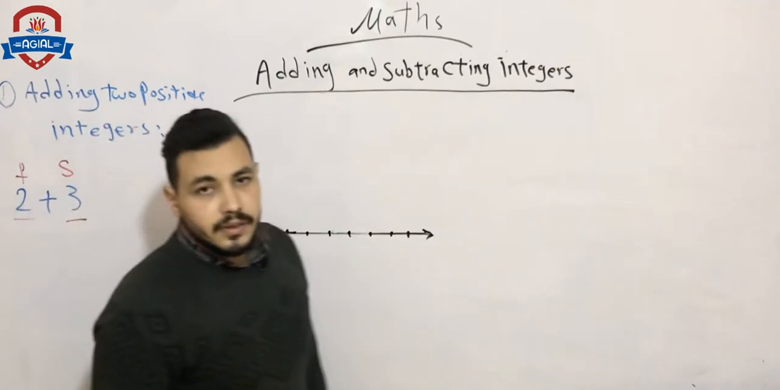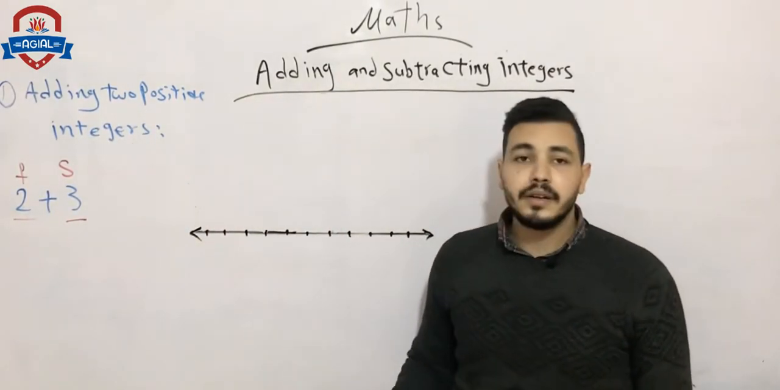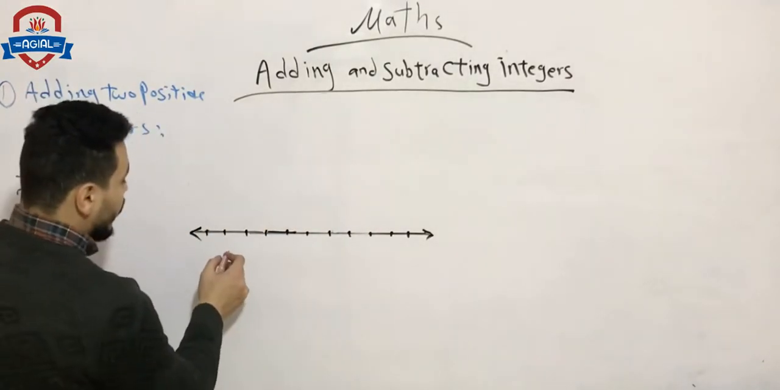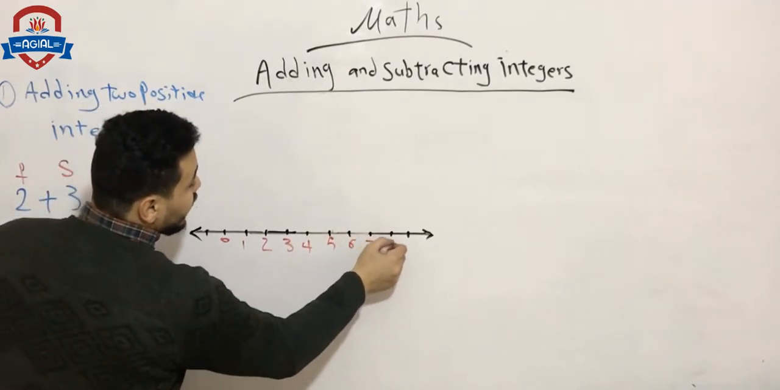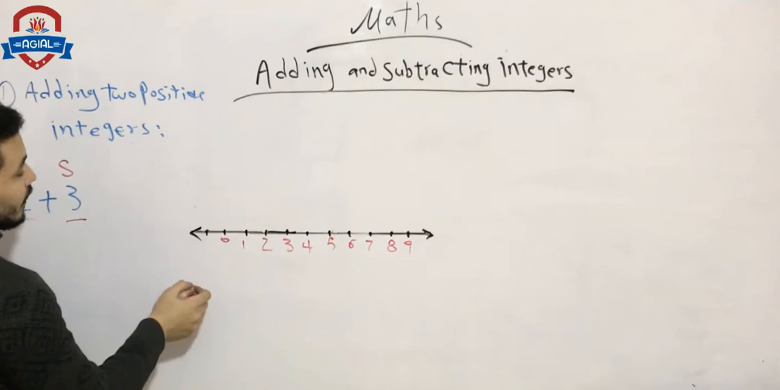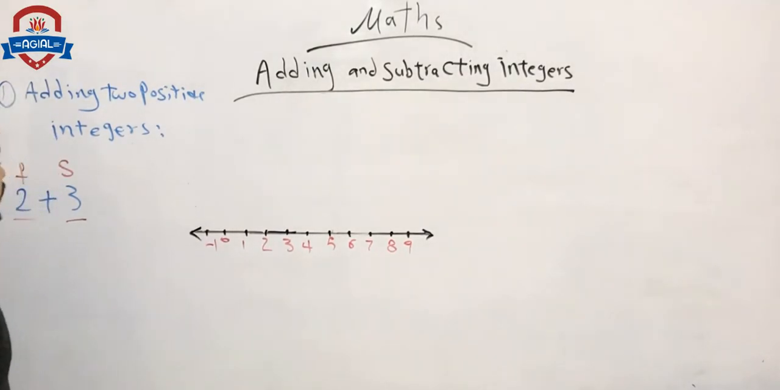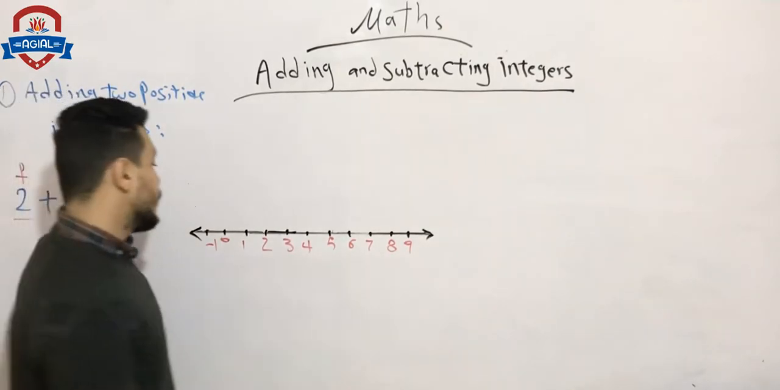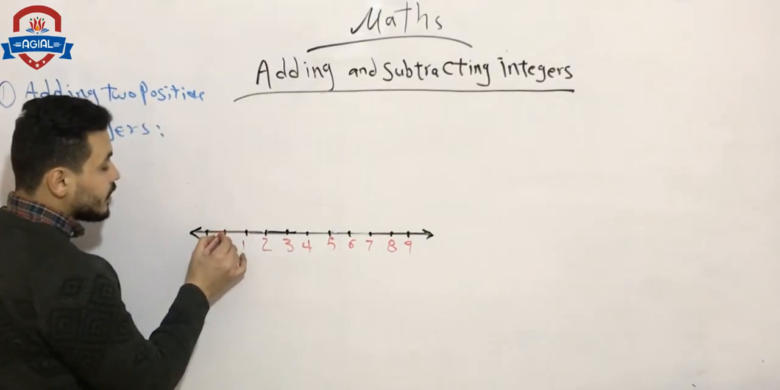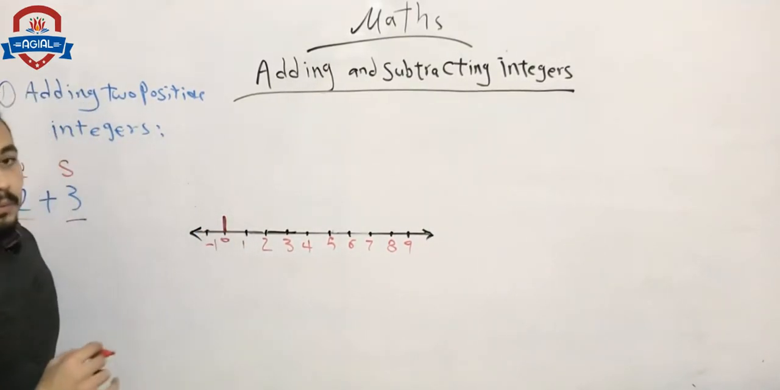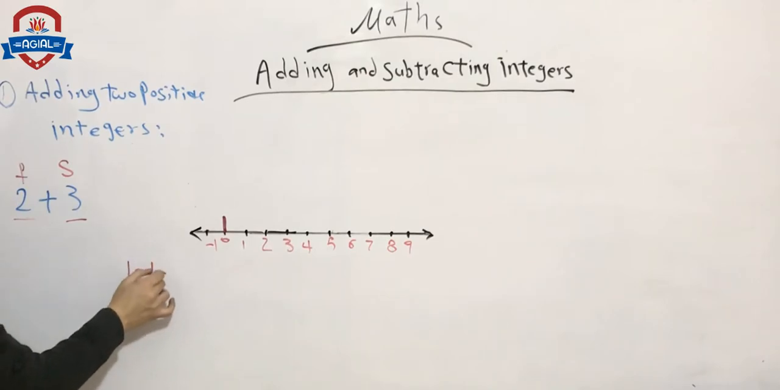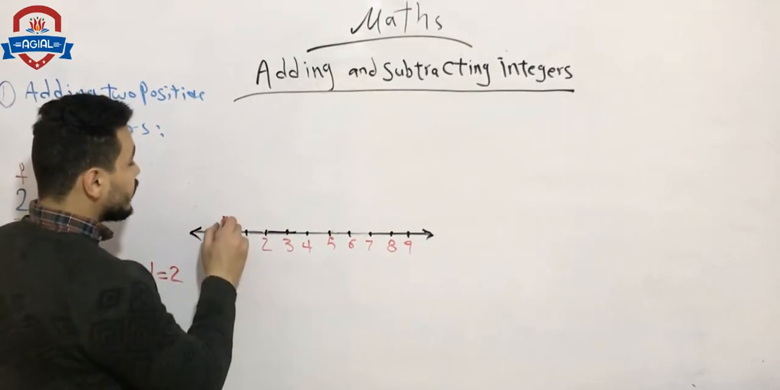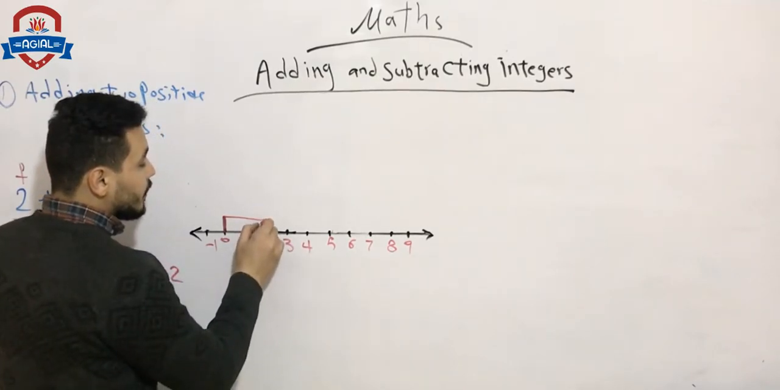First, we need to represent the set of integers on the number line. If we have here 0, and to the right we have 1, 2, 3, 4, 5, 6, 7, 8, 9, and so on. And to the left we have -1 and so on. So if we need to add 2 plus 3, we start from 0 and move to the right the absolute value of 2. The absolute value of 2 equals 2. So we need to move to the right 2 units and stop here.